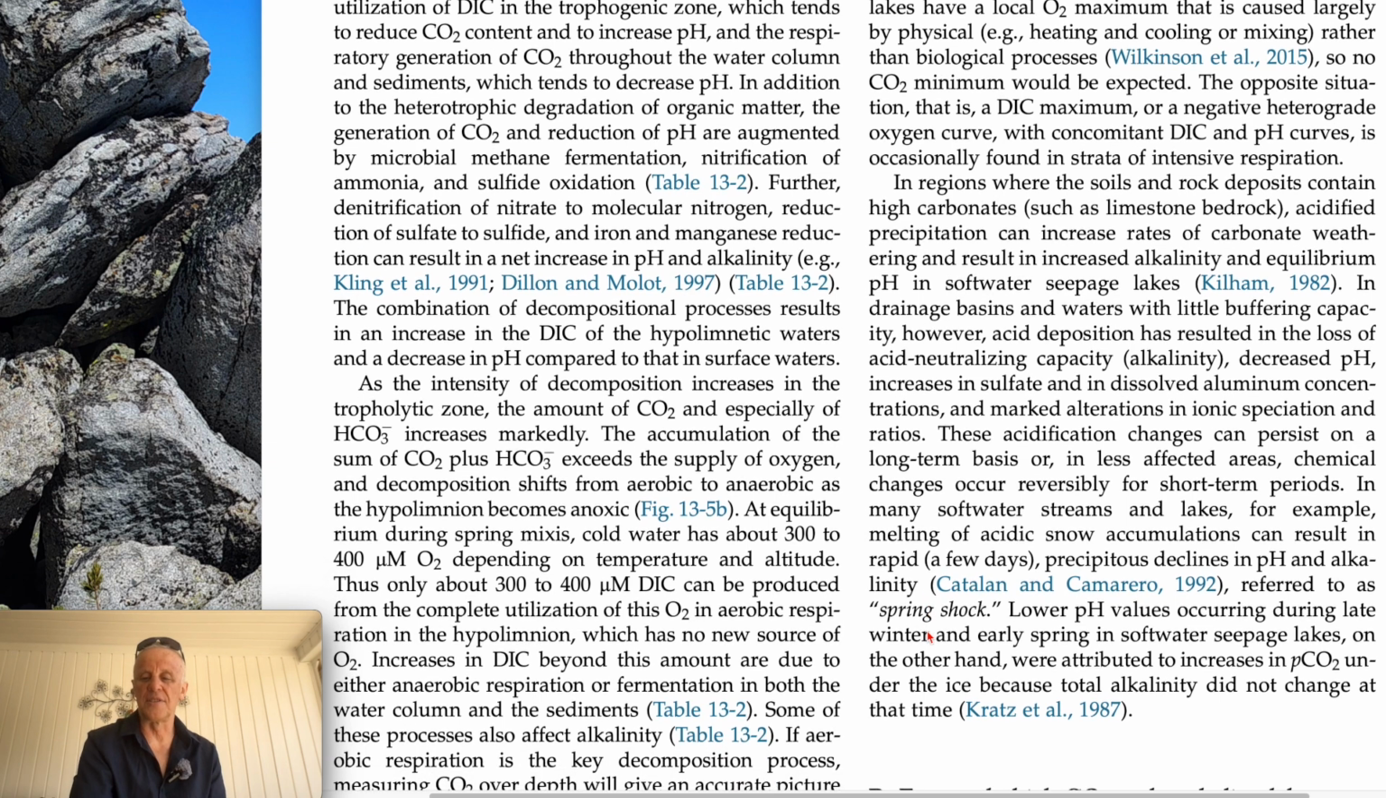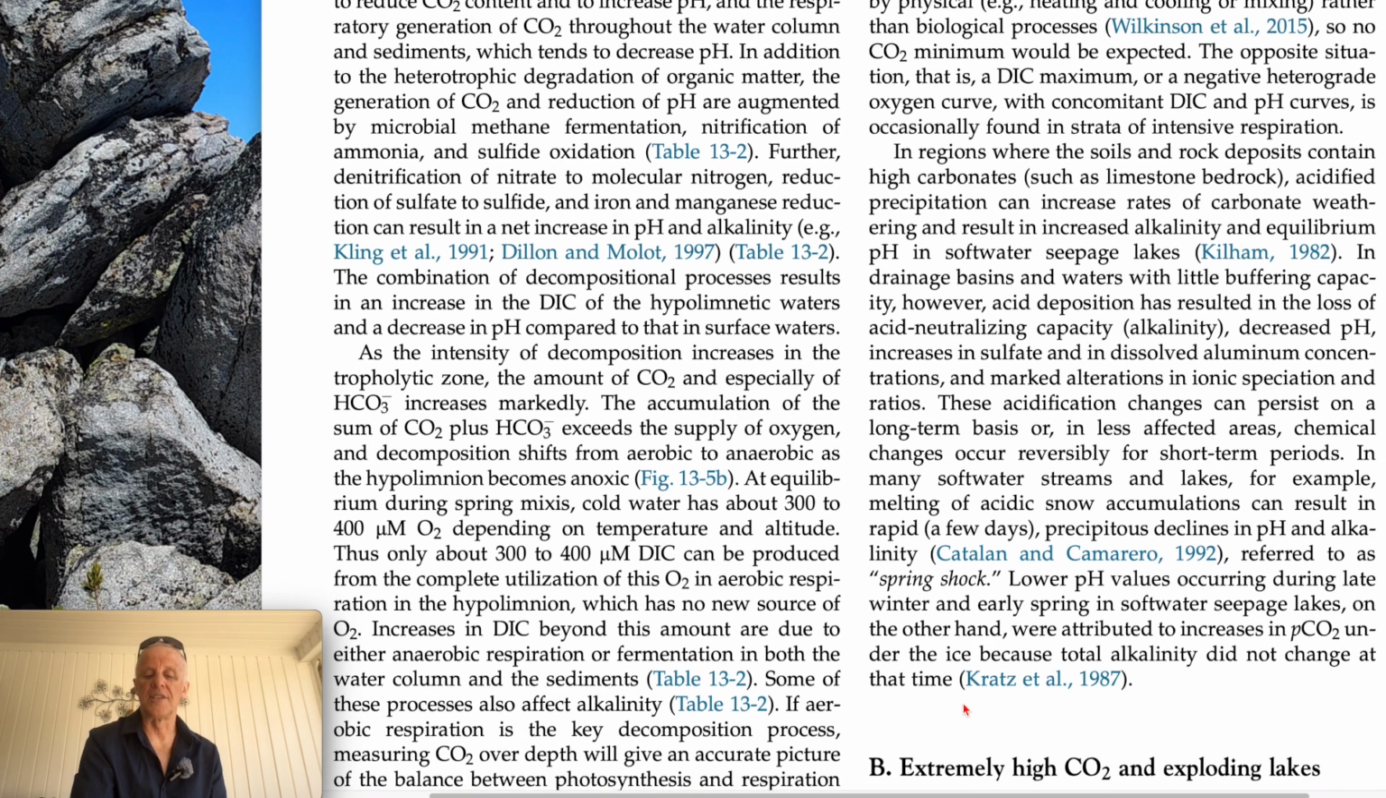These acidification changes can persist on a long-term basis, or in less affected areas, chemical changes occur reversibly for short-term periods. In many streams and lakes, for example, melting of acidic snow accumulation can result in rapid, a few days, precipitous declines in pH and alkalinity, referred to as spring shock. Lower pH values occurring during late winter and early spring in seepage lakes, on the other hand, were attributed to increases in partial pressure of carbon dioxide under the ice because total alkalinity did not change at that time.